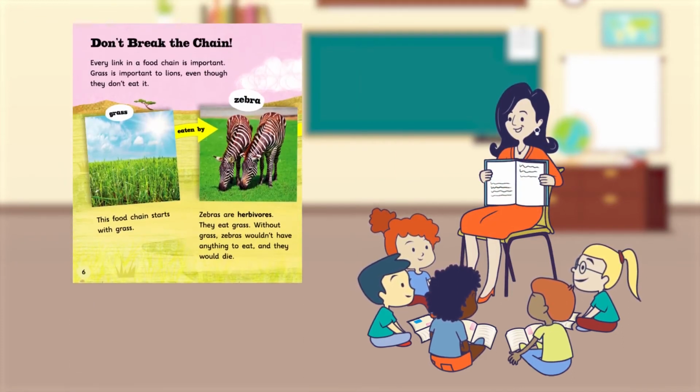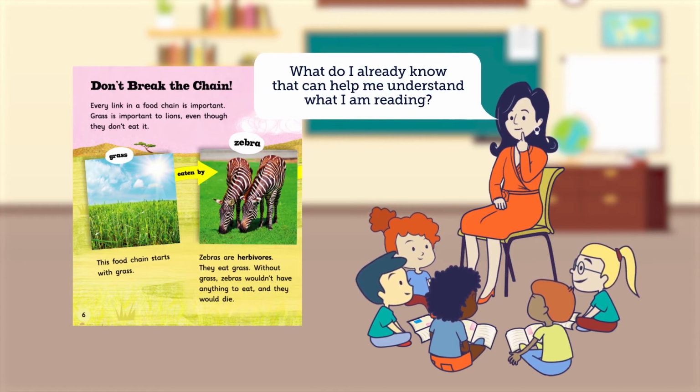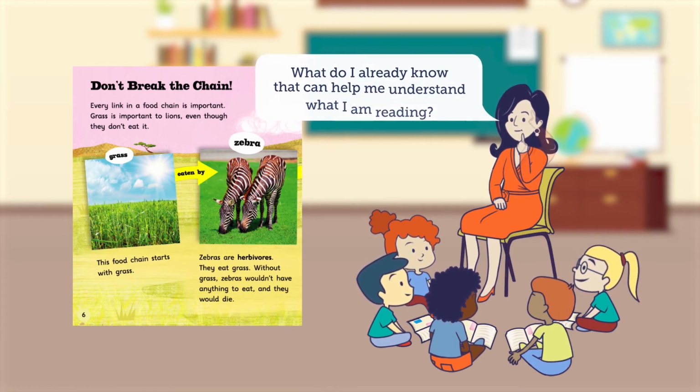Zebras are herbivores. They eat grass. Without grass, zebras wouldn't have anything to eat and they would die. Okay, now that I've read that information from the book, I'm going to use our Think Aloud. What do I already know that can help me understand what I'm reading?